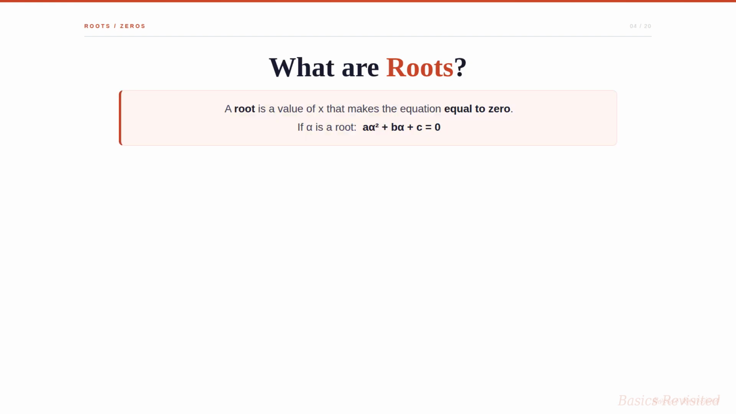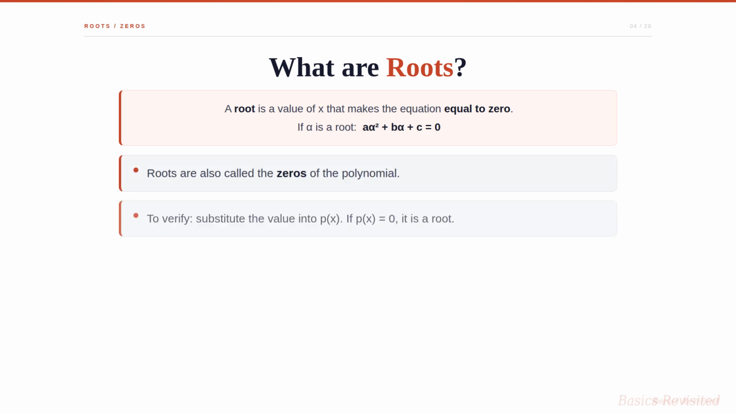A root is a value of x that makes the equation equal to 0. If alpha is a root, then a alpha squared plus b alpha plus c equals 0. Roots are also called the zeros of the polynomial because the polynomial becomes 0 at those values. To verify a root, substitute the value into p of x. If the answer is 0, it is a root.